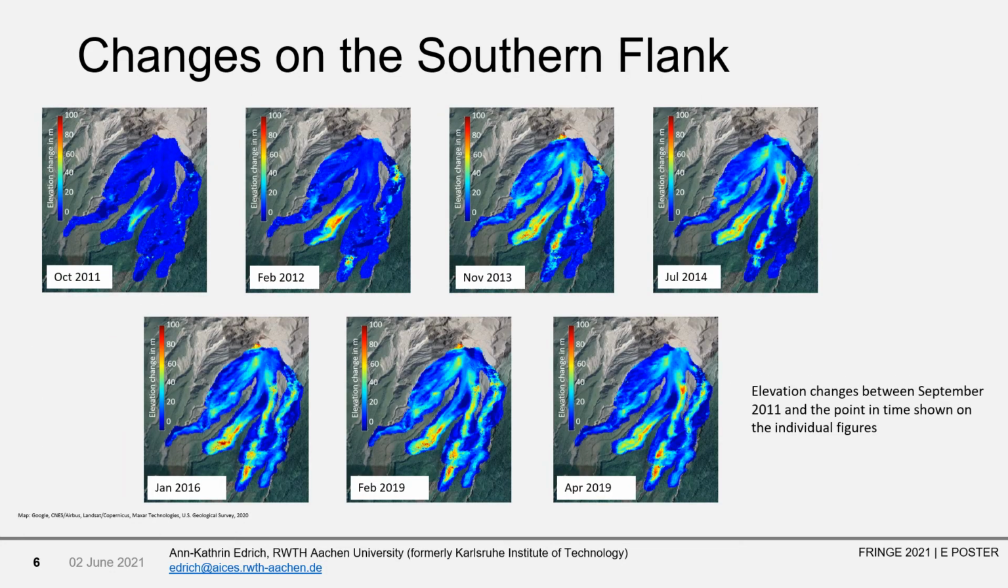Also on the flank, interesting developments occurred. On these figures you can see the elevation difference between the date given on the individual figures and the beginning of our observation period in September 2011. Between 2011 and 2016, we can observe a strong increase in elevation on the flank. We see the origin of several lava flows which are consistent in their location with the results of other studies. Between 2016 and 2019 though, we can hardly see any change on the flank anymore.